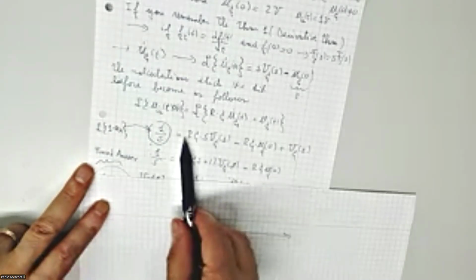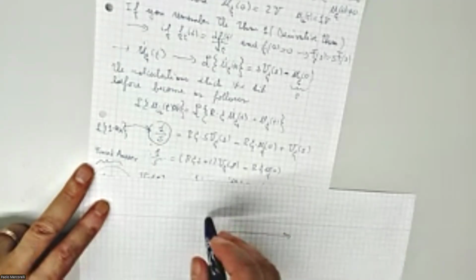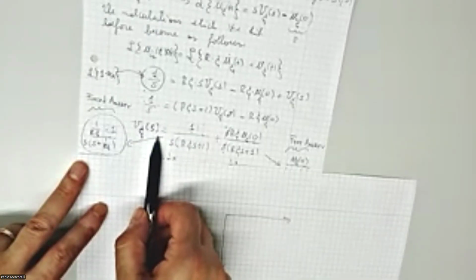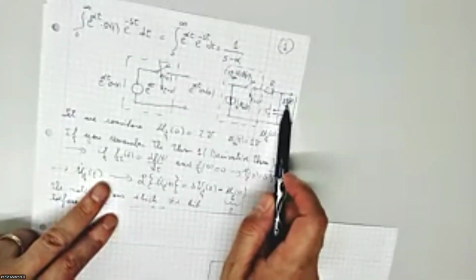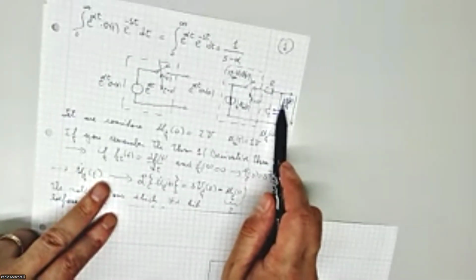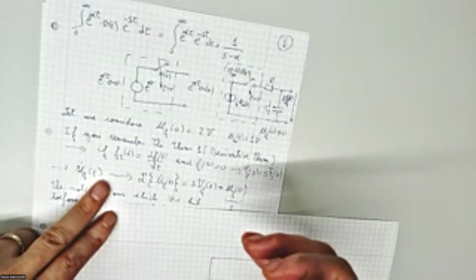Now, from here, I can calculate exactly UC of S, what I want. You remember, the final goal is to calculate UC of T, but using the Laplace tool. But we can see that this tool is already a big advantage.